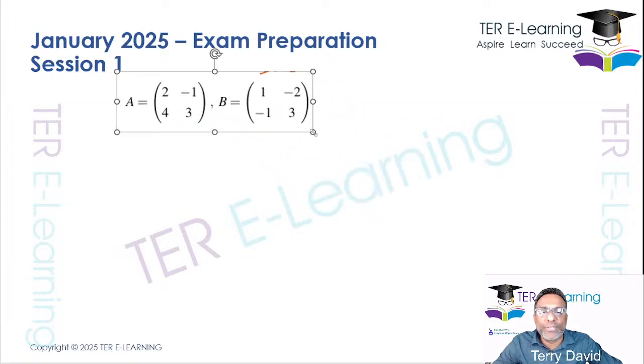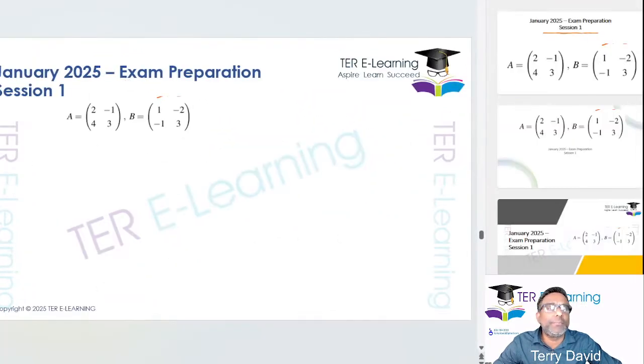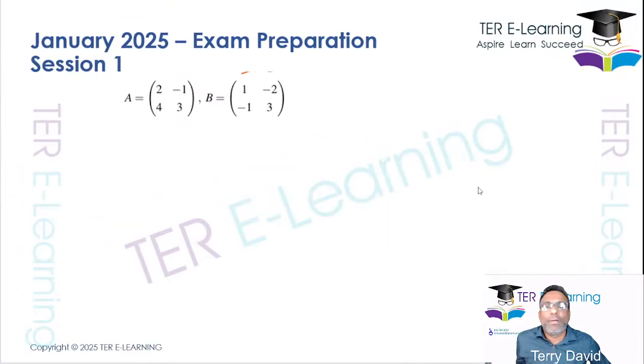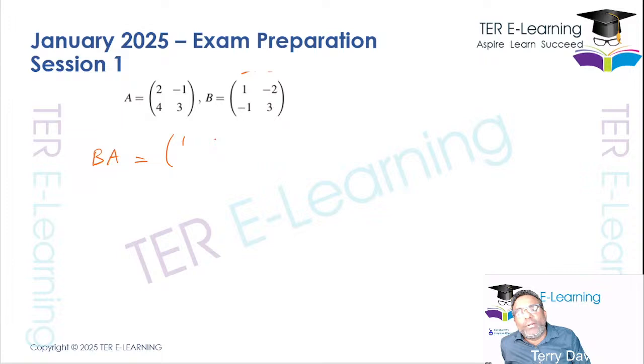Right, so we have these 2 matrices here. What the question is asking us to work out is the matrix product B by E. So to work out B by E, you're going to write 1, -2, -1, 3, and you're multiplying that by E, which is 2, -1, 4, 3.